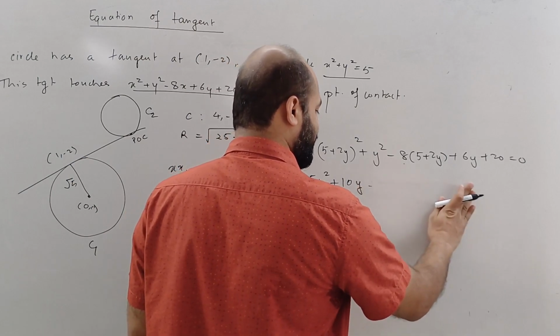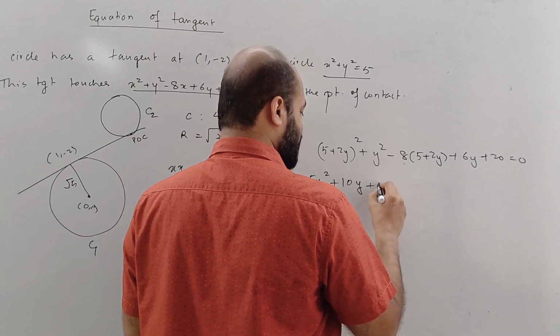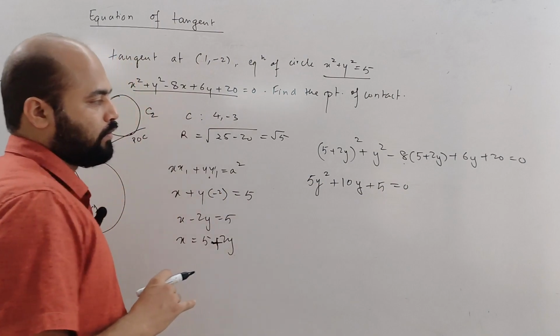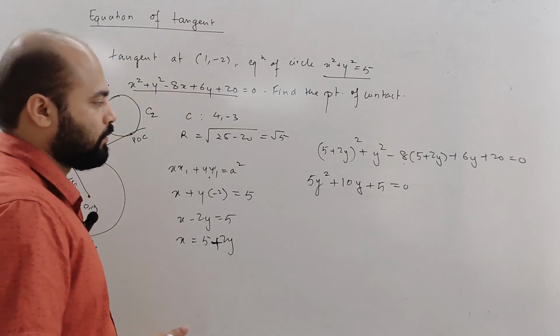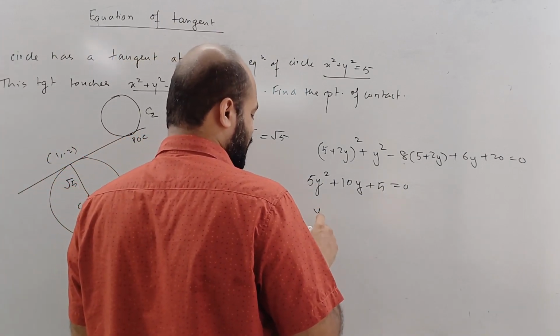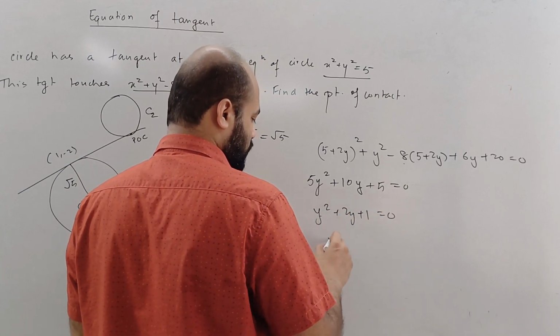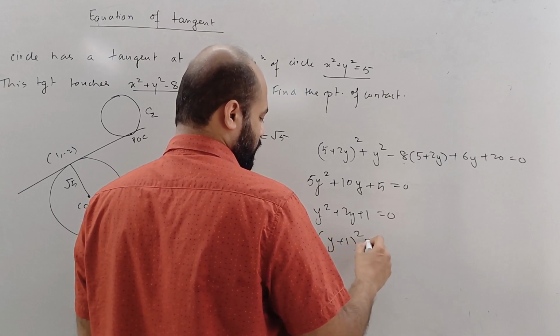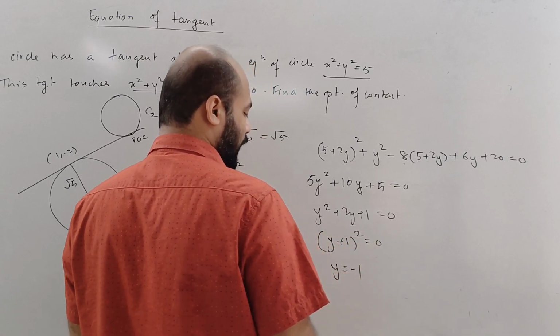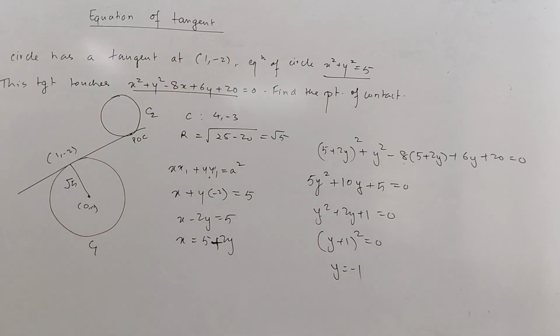Finally what remains is 5. So the constant term is 5. This is equal to 0. So now we have to solve it. And what this gives is y square plus 2y plus 1 equals to 0. Now this is a perfect square. So that means y is equal to -1. That's what we achieve.